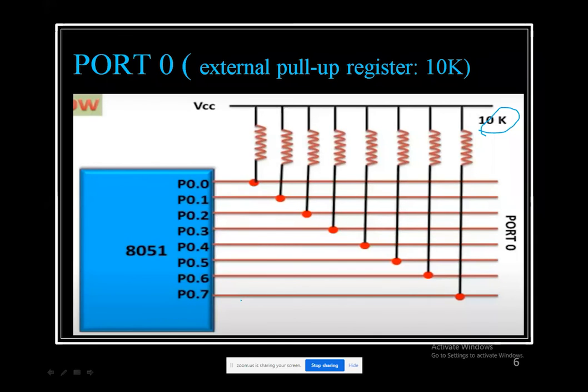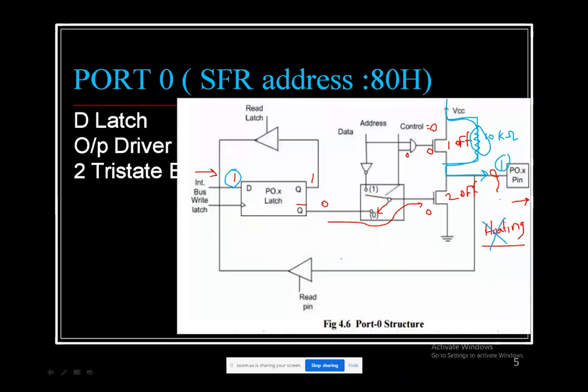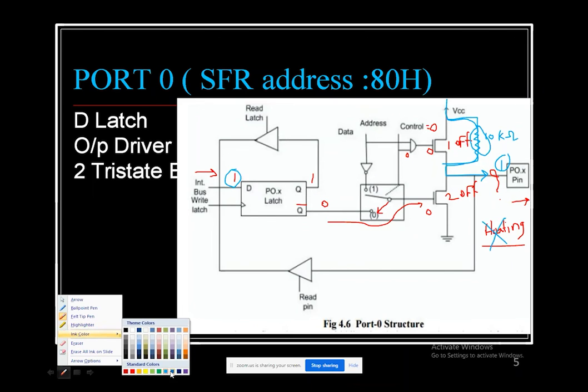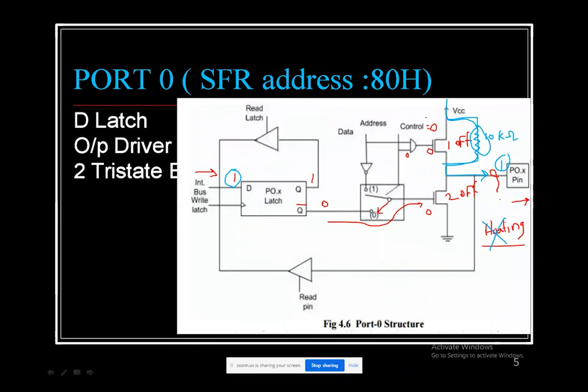Okay, so this is the scenario about port 0 and this particular input output pin. At the same time, now if it is to be used as address and data lines, what do we have to do? First thing, control is equal to 1. If control is equal to 1, it means one of the pins of this AND gate will be 1. So this address will get enabled. Now this is of no use from here. This port 0 is going to be used as address and data line.